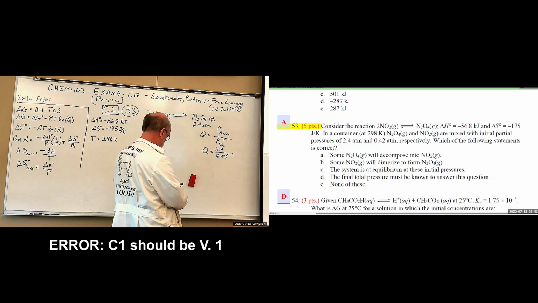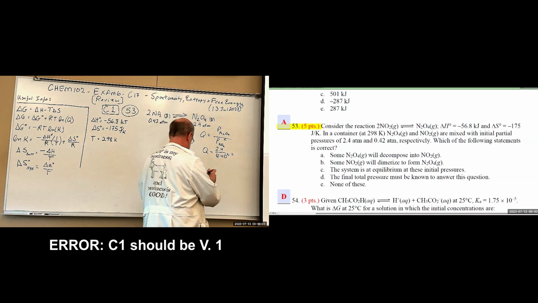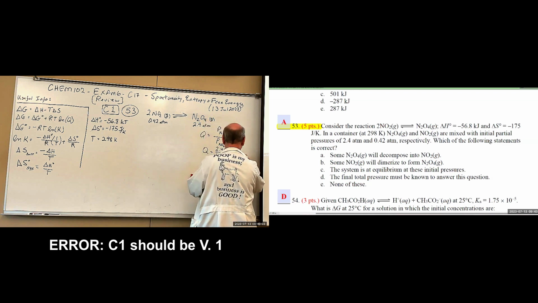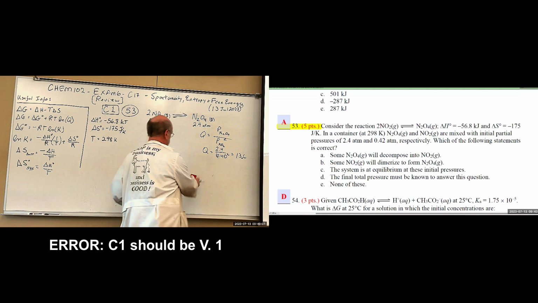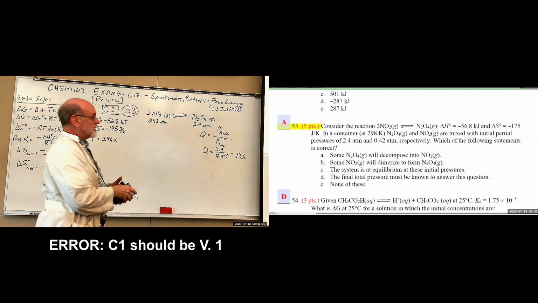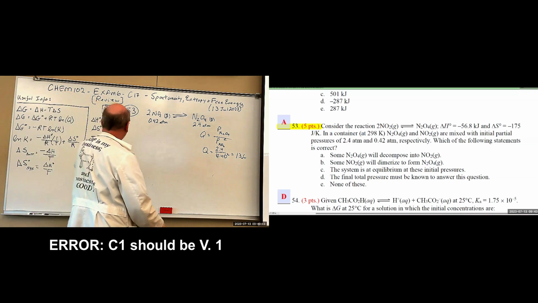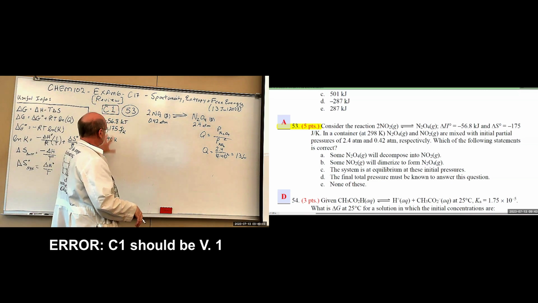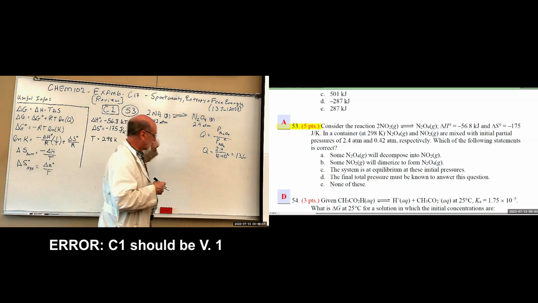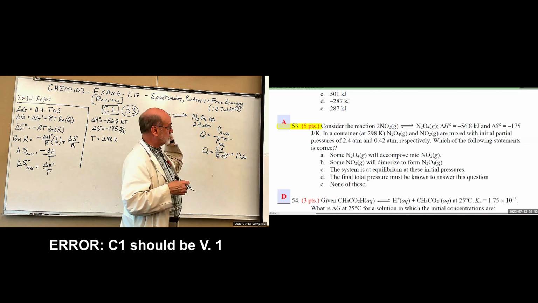Or here, 0.42, let's square that one. Divided. So this would be 13.6 would be the Q for that. Now, if we can determine the K for this reaction using this information, we can compare the K to the Q and see which way it's going to go.